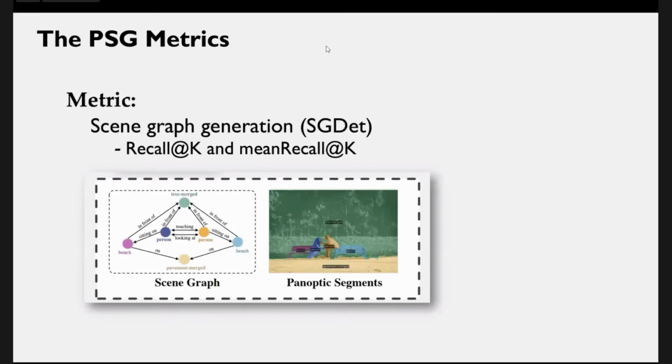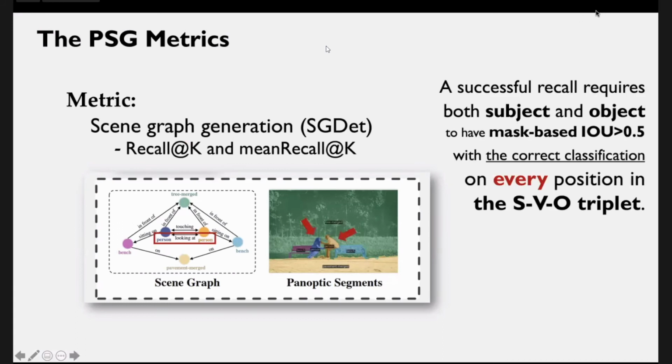The metrics are recall@K and mean recall@K. A successful recall requires both subject and object to be correct. You can see, for example, these two people. A successful recall needs the mask of this person to be accurate, and the mask of the other person to be accurate too. The classes of the objects and the class of the relation must all be accurate. So the demand of the recall is very high, and it could be a very challenging task.